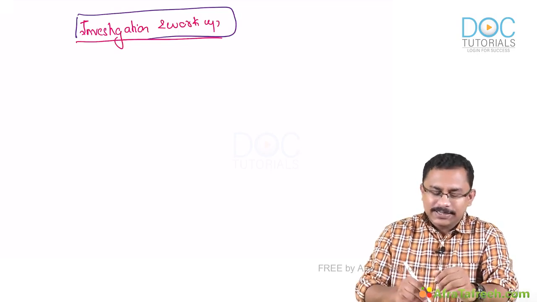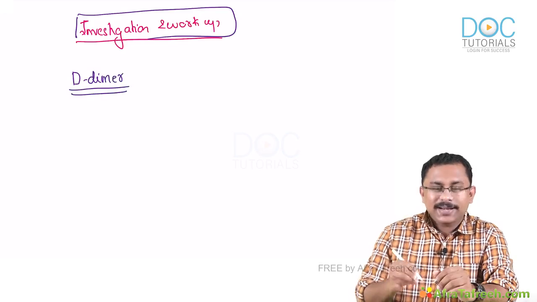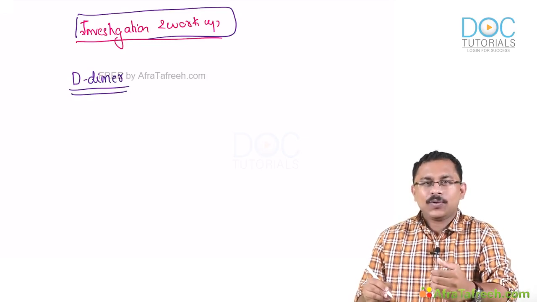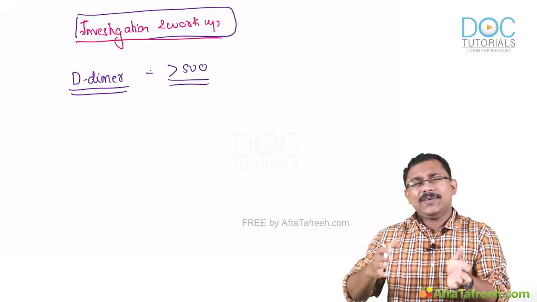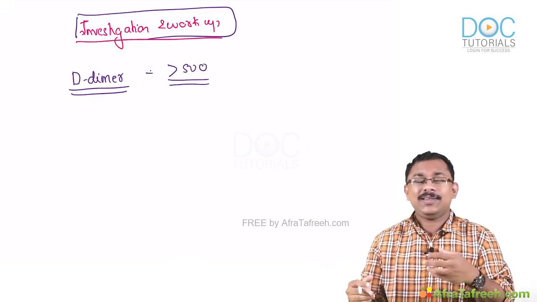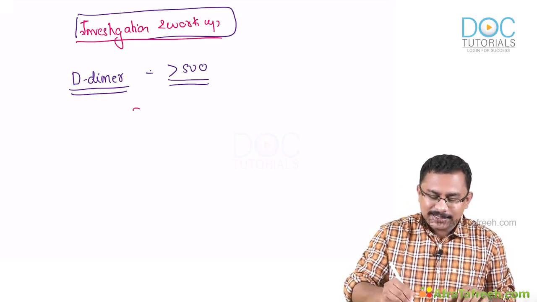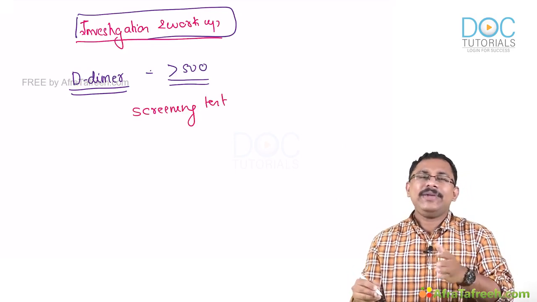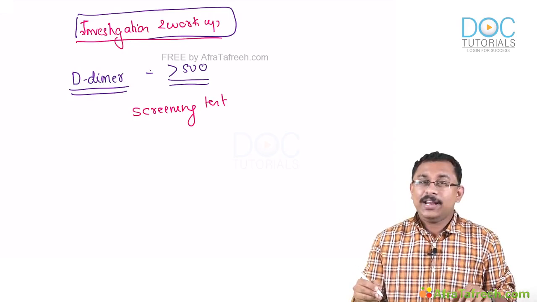First of all, as a screening test, you can go for D-dimer. The D-dimer would be elevated in case of a pulmonary embolism. Often the value will be more than 500. But again, it is not just 500. Sometimes it can be 2000, 3000, 5000. It can be very high depending upon the magnitude of the embolism. But remember that this is just a screening test. This is not a confirmatory test for pulmonary embolism, because D-dimer can be elevated in other conditions also. Even if you have a myocardial infarction, you may have an elevated D-dimer.